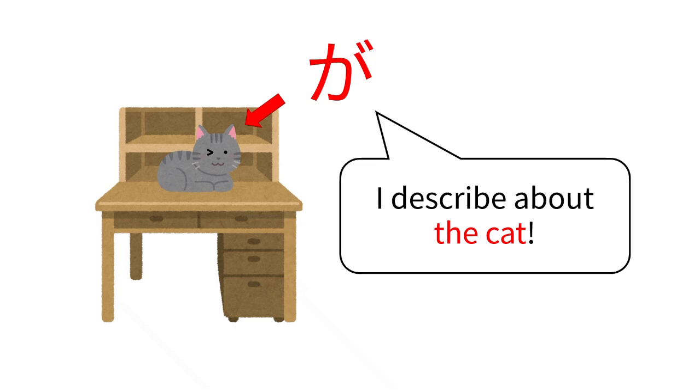By using ga, the speaker describes the cat in the sentence. The speaker tells the listener what is happening. It's neutral and informative, like a narrator describing a scene.